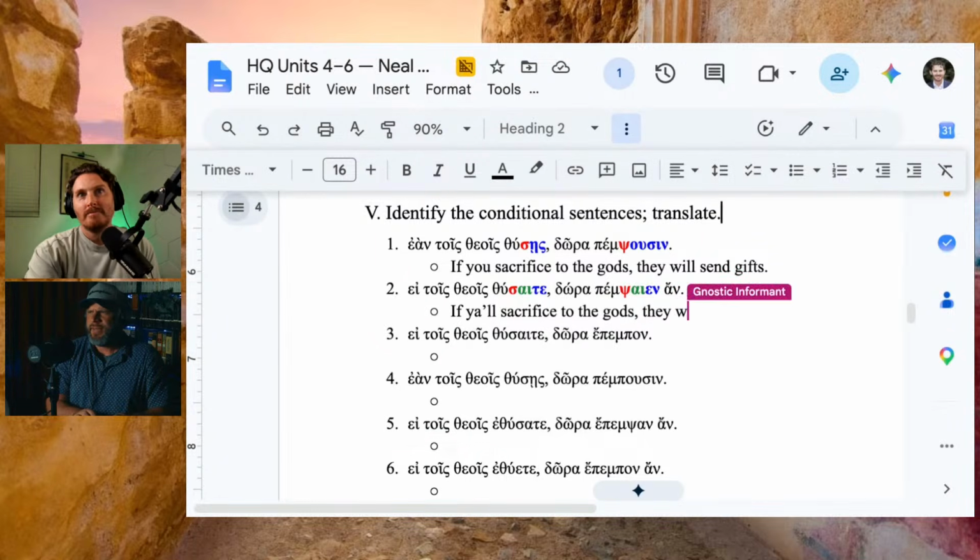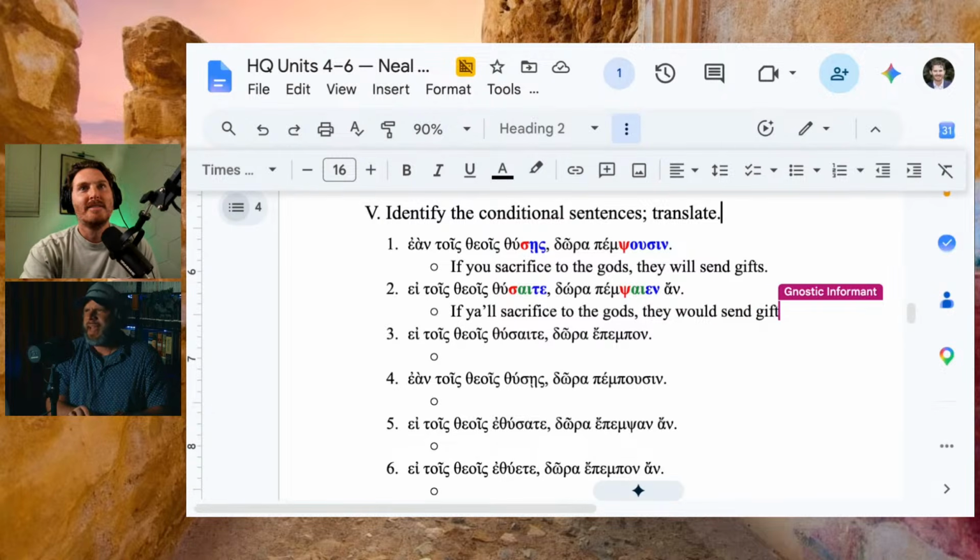They will send gifts? No. You know, I might do it. You could say they would send gifts. You could say they might send gifts if you sacrifice to them, or they'll just strike you down with lightning bolts. It's sort of the optative. Yeah, they would send gifts.